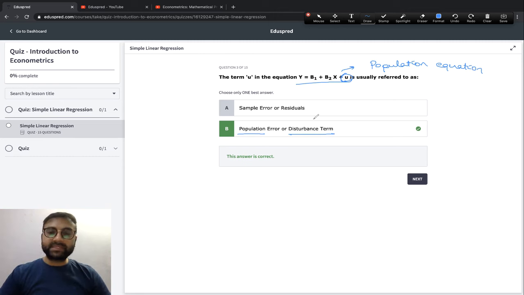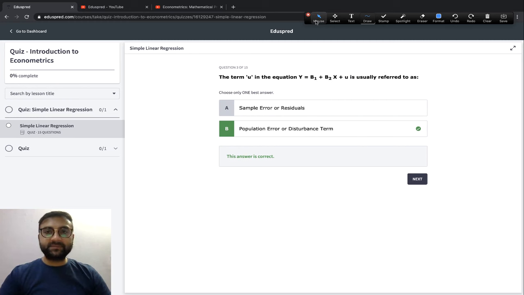When we talk about the sample error, we can also call them residuals. For sample errors, depending on the textbook that you're working with, you can have different notations. In some textbooks, you will see the notation E. In some textbooks, you will see the notation U hat. So generally speaking, you will see these two notations for the sample errors or the residuals. Over here, this is the population equation. So this is population error or disturbance term, right? So this is your question number 3. Let's move to question number 4.